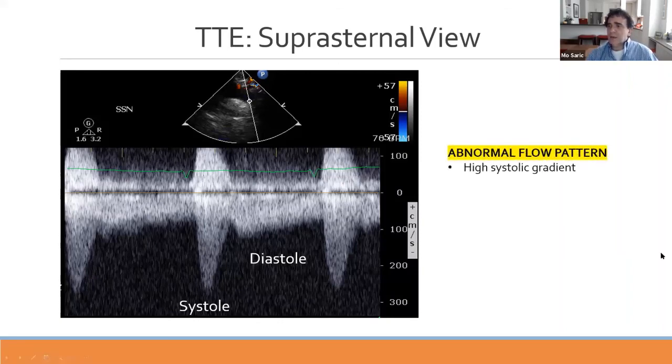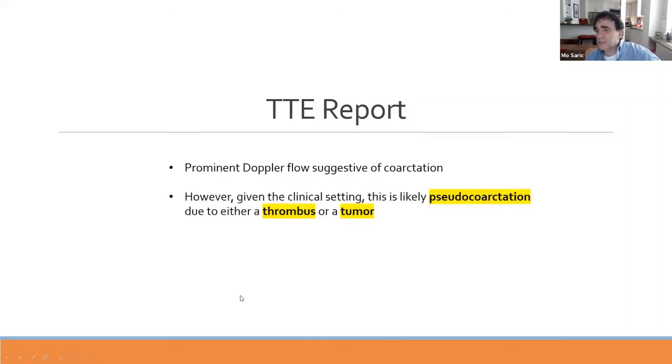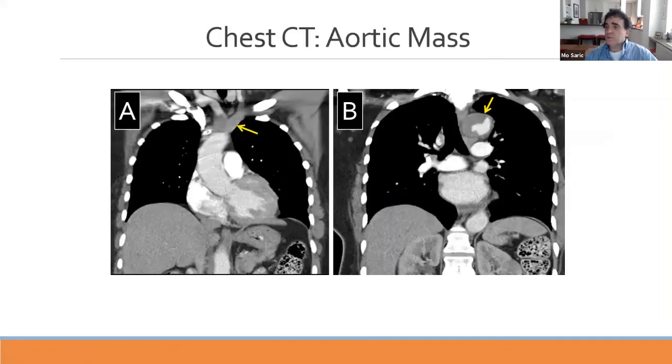So this pattern of high systolic gradient and continuous antegrade diastolic flow is suggestive of coarctation, but this would be a novel diagnosis in this patient at 56 years of age. And the attending physician who read this study noted there is a prominent Doppler flow suggestive of coarctation. However, he said, given the clinical setting, this is likely pseudo-coarctation due to either tumor or a thrombus. And he referred the patient for chest CT and MR. And he actually proved to be right.